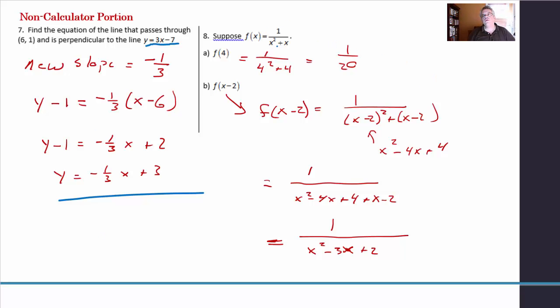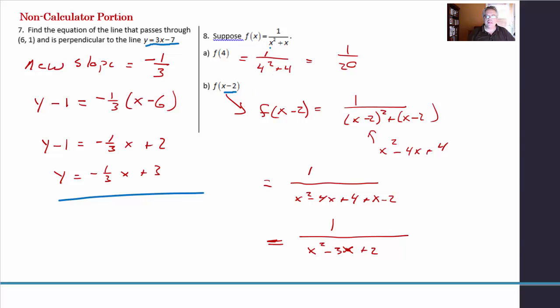Okay, 8, functions. So our function is 1 over the quantity x squared plus x. It says find f of 4. No problem. We all got this. I just put 4 in and I get 1 over 20. The little bit trickier one, or maybe a little bit newer, is f of x minus 2.